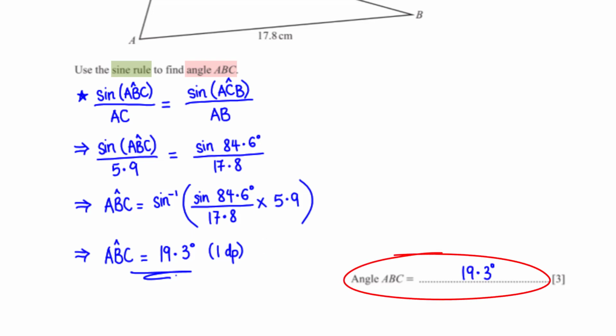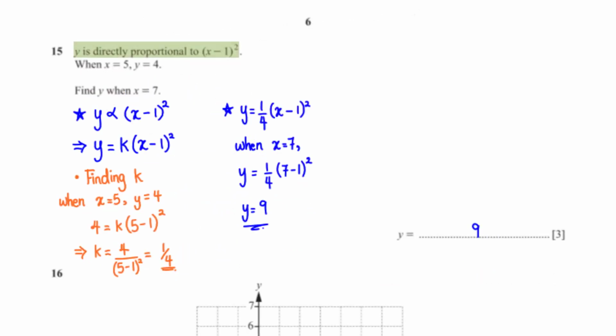Y is directly proportional to x minus 1 squared. When x equals 5, y equals 4. Find y when x equals 7. So in mathematical terms, let's write y is directly proportional to x minus 1 squared. And this means that y is equal to a constant which we will call k times x minus 1 squared.